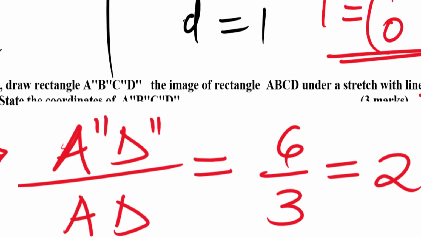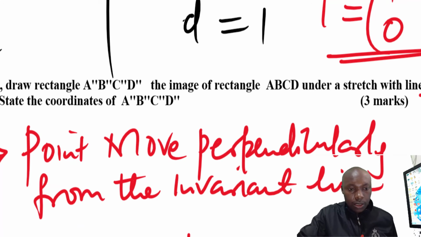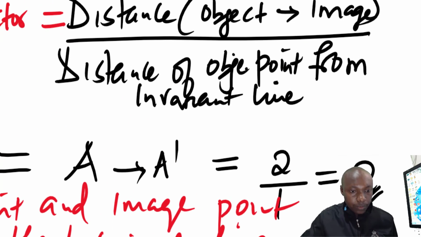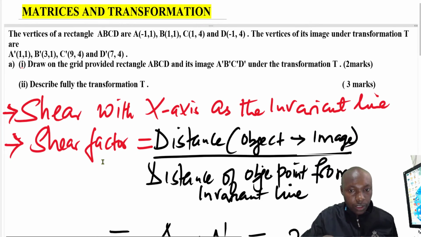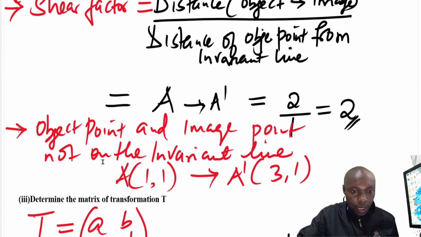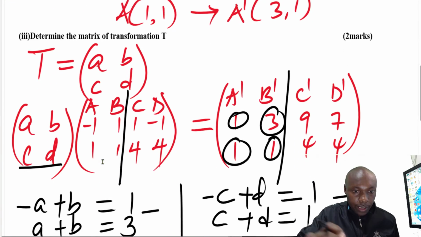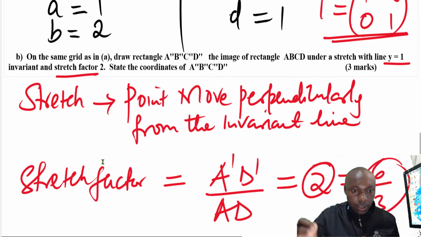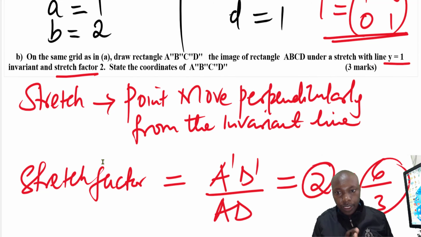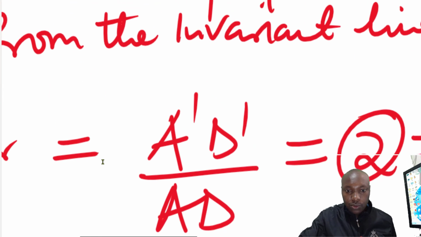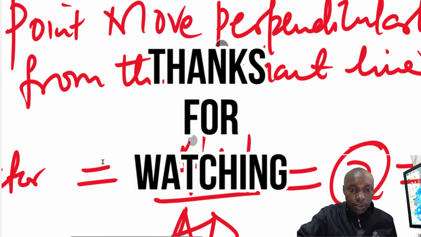I think now we are through with the questions. We've done the first part of the question. We drew the diagram, then we described fully the transformation T, that is a shear, and how we describe a shear. Then determining the matrix of transformation, we've done that. And then the last one, stretching that diagram, we've done that. So that is simply how you're supposed to work out that question.